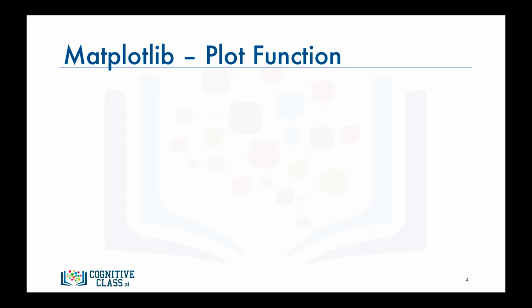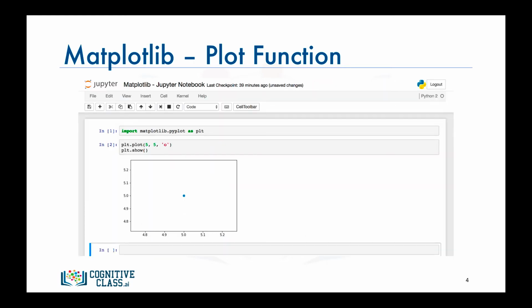Let's start with an example. Let's first import the scripting interface as plt, and let's plot a circular mark at the position 5, 5. So x equals 5 and y equals 5. Notice how the plot was generated within the browser and not in a separate window, for example.